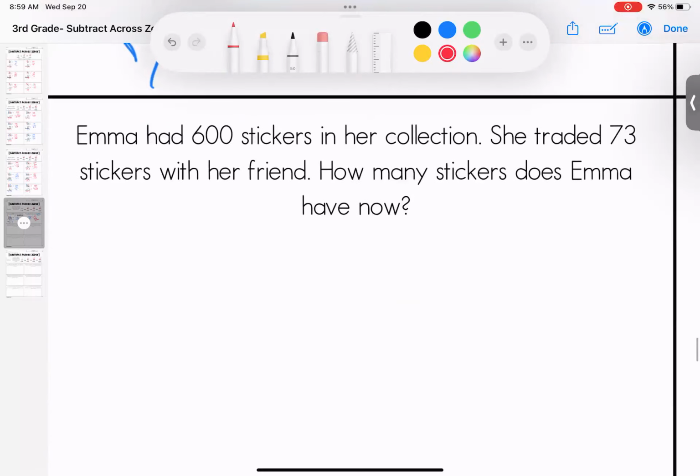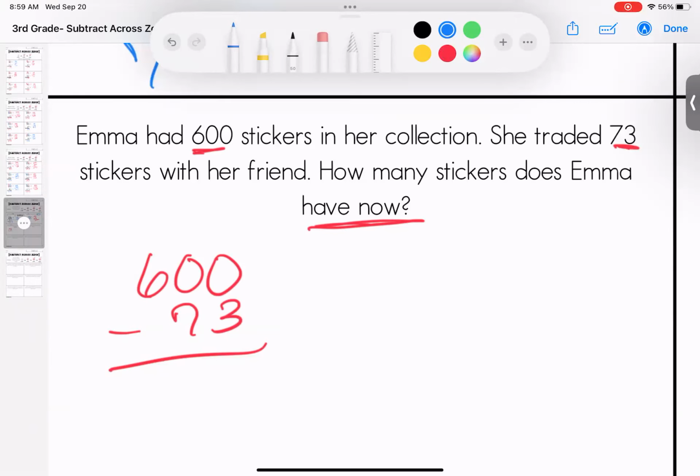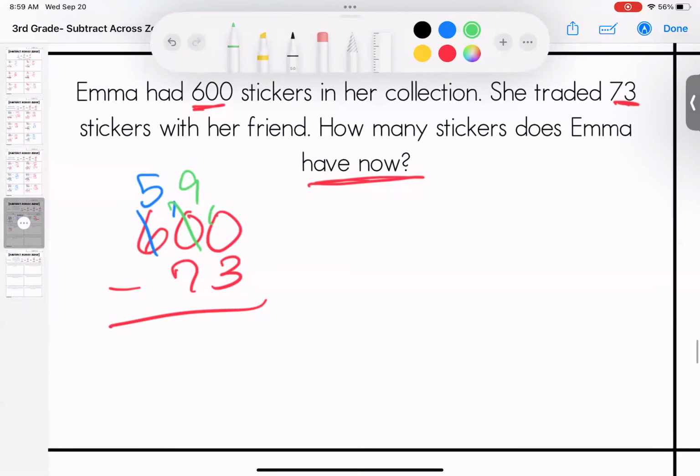Emma had 600 stickers in her collection. She traded 73 stickers with her friend. How many stickers does Emma have now? Well, if she gave some to her friend, that means that they are exiting her collection, or she is going to have less. They gave me the numbers 600 and 73. So that's what I'm going to use. 600 minus 73. We'll do direct double borrowing here. 6 minus 1 is 5. 0 becomes a 10. Let me change my colors so they're alternate. There we go. 10 is a 9, and 0 is a 10.